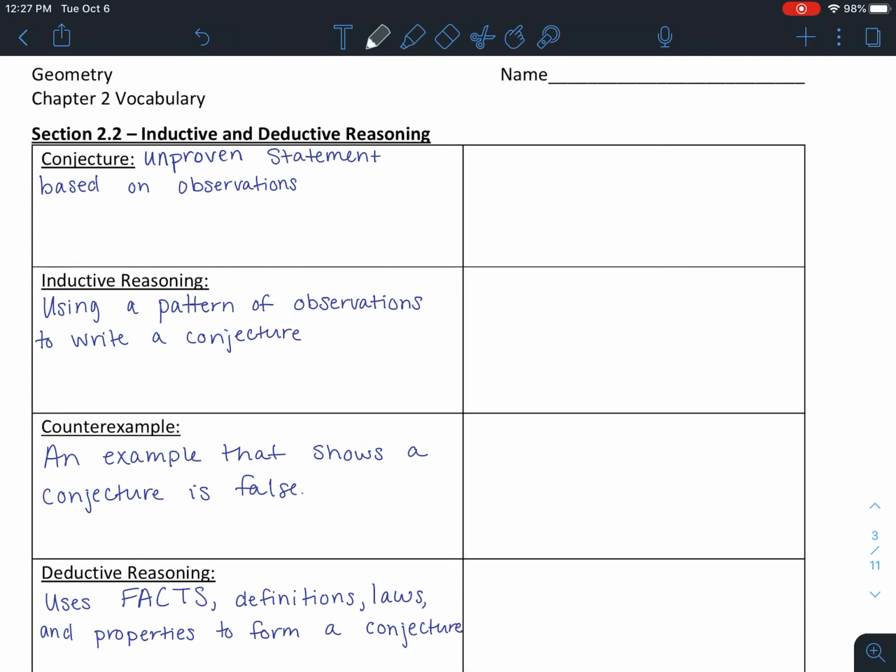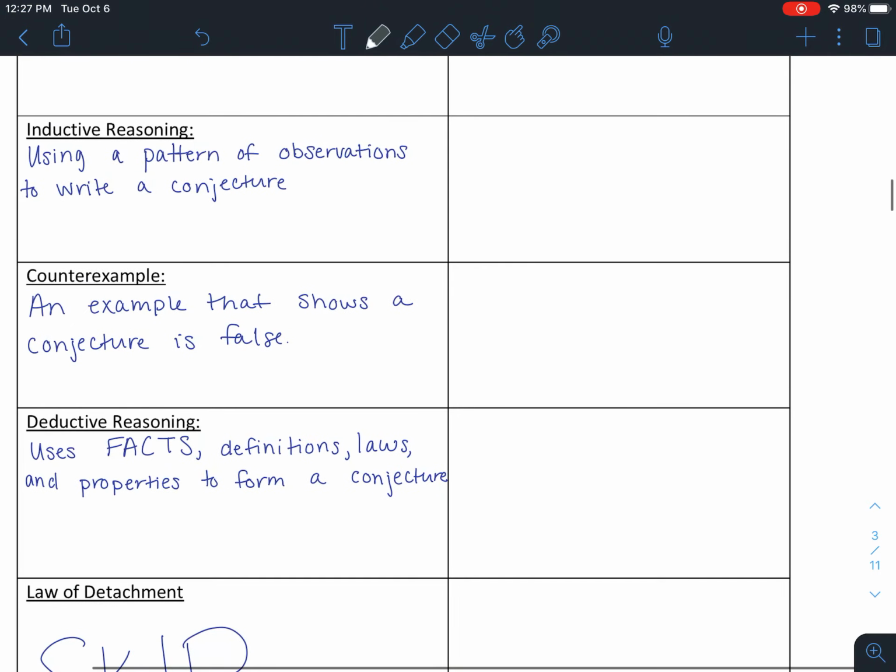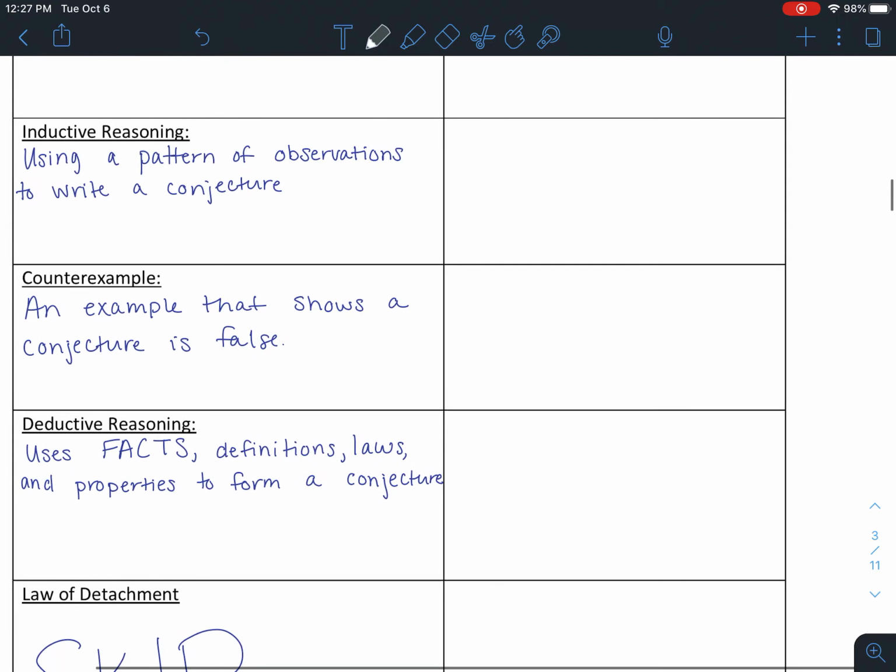For example, I could say that all students in my class are 9th graders. That is an unproven statement, and it's just based on my observations that you all look small. Inductive reasoning is using a pattern of observations to write a conjecture. For example, if I notice that everyone, when they stand up, pushes in their chair, that would be inductive reasoning. I'm noticing, as a pattern, that everyone stands up and pushes in their chair.